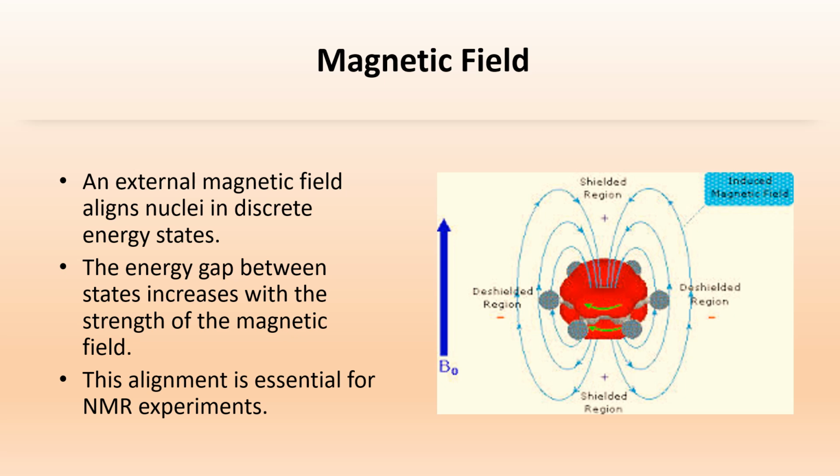When we apply a radio frequency pulse, nuclei in the lower energy state can absorb the energy and jump to the higher state. It's this transition, driven by the magnetic field and the frequency of the radio pulse, that produces the signals we detect and analyze in NMR experiments.